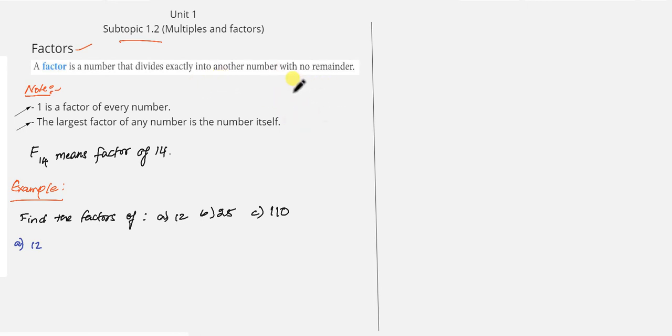For example, let's say we have 12 here. We have to see which are the numbers by which we can divide 12. So 12 can be divided by 1, and then 12 can be divided by 2, 12 can be divided by 3. If we divide 12 by 1, we are going to get 12. If we divide 12 by 2, we get 6. If we divide 12 by 3, we get 4. And there are no other numbers by which we can divide 12 so that we don't get any remainders.